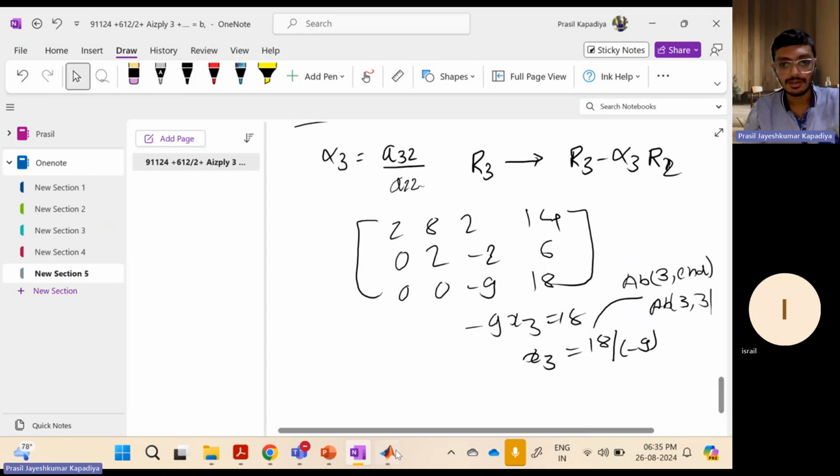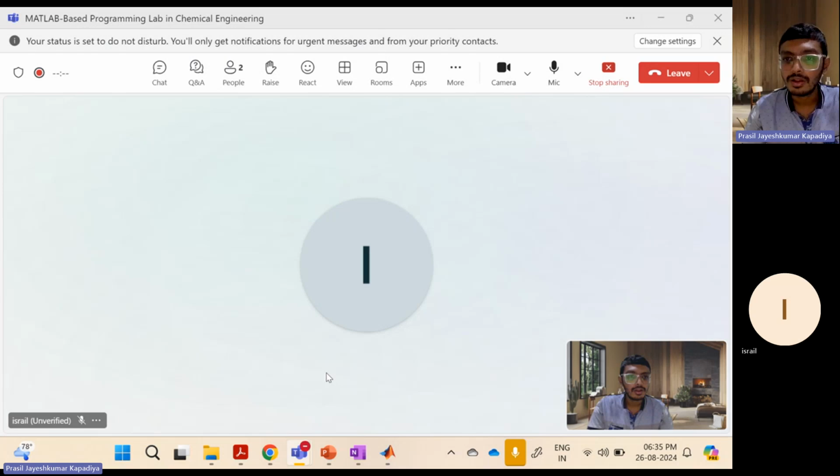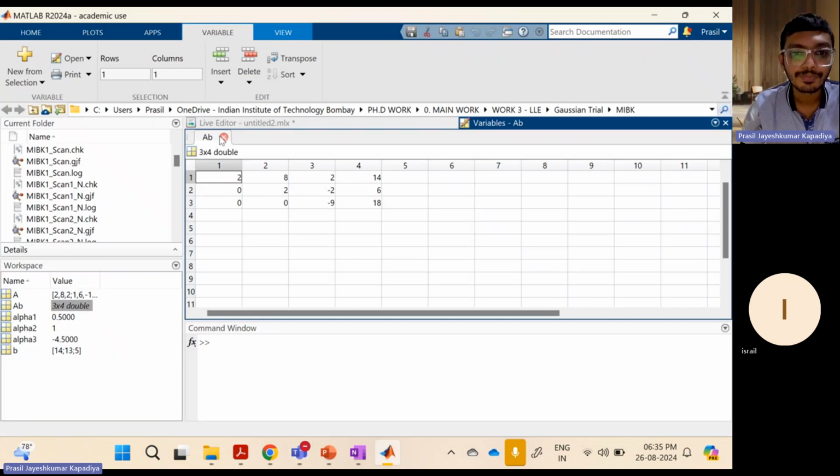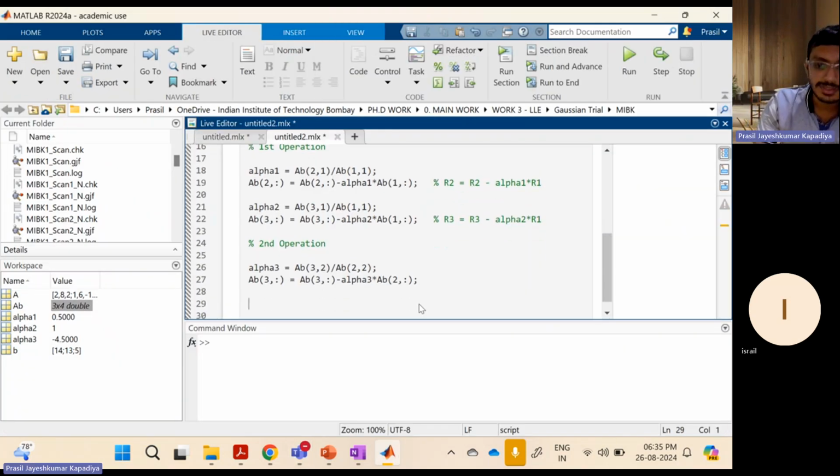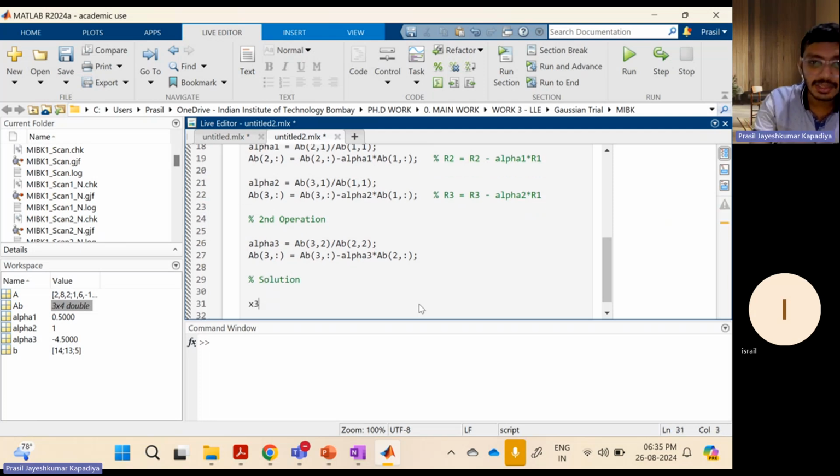Is this correct? I can write it down now, just for the solution. x3 is equal to the augmented matrix third row last element divided by the augmented matrix third row third element. So this should give me x3. Let's run it. See, I'm getting x3 is equal to minus 2.